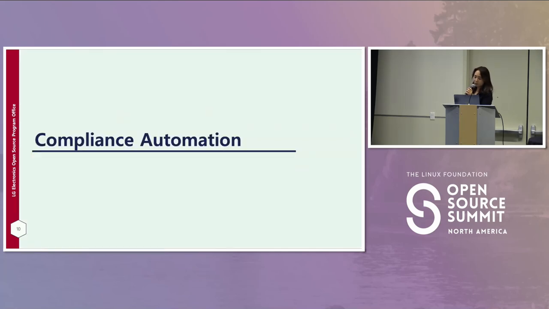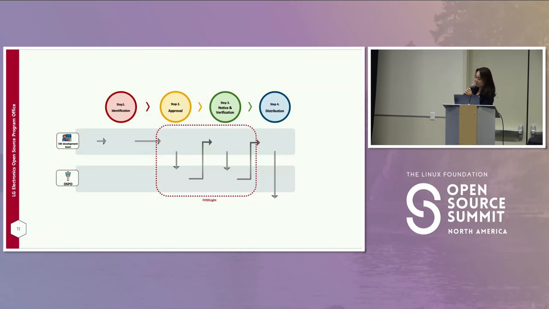Now it's the compliance automation. We follow a 4-step process based on the Linux Foundation's guideline to ensure compliance with open source license obligations when developing software. First is the identification stage. The development team analyzes the open source components used in the software, for example with FOSSLight scanner or other open source scanners or commercial scanners, anything is good. We use FOSSLight scanner.